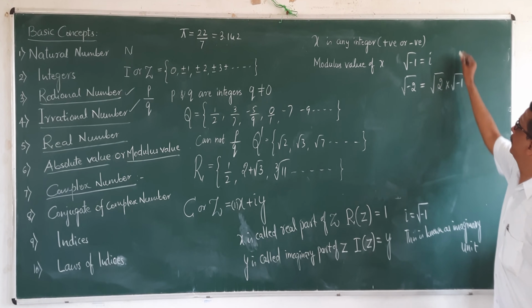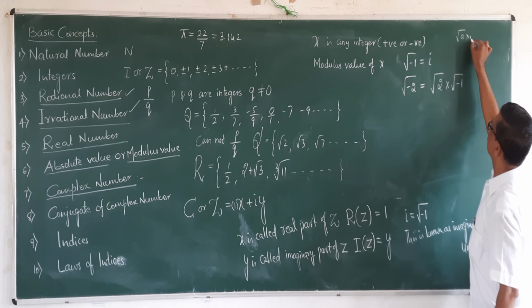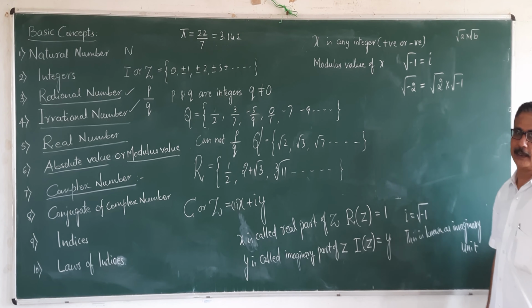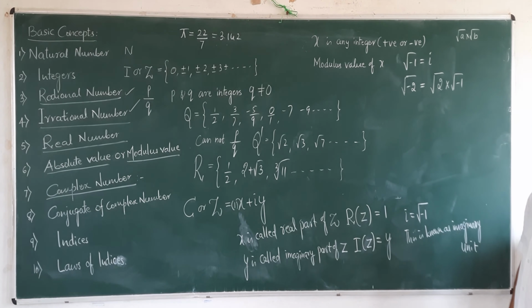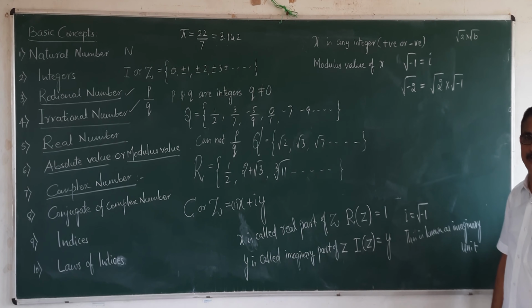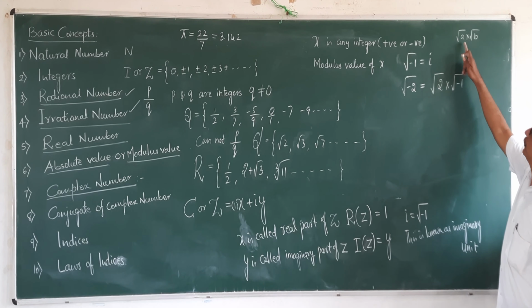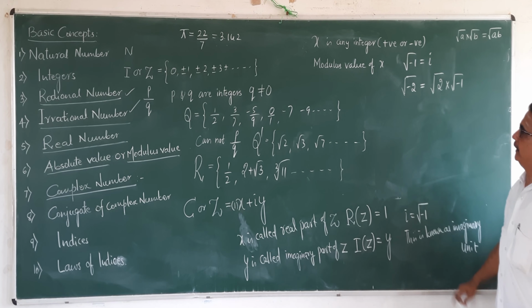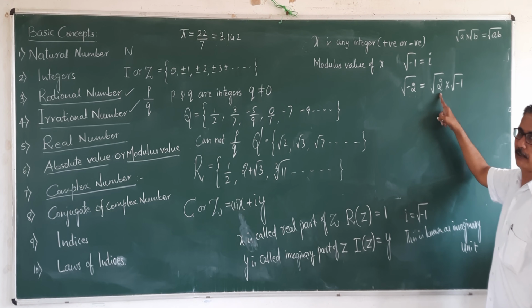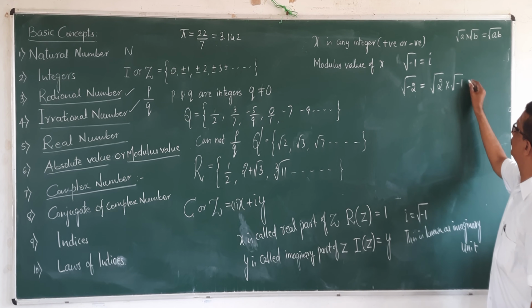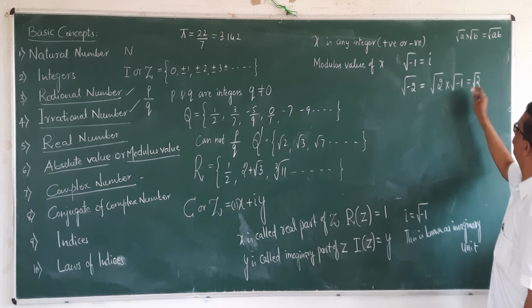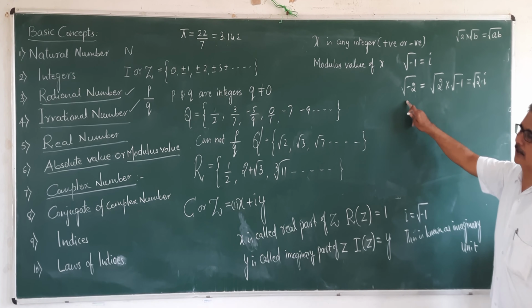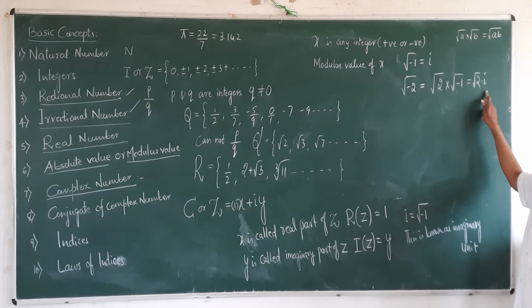Both are same because you know that surds can multiply and divide. We can multiply and divide surds, but we cannot add and subtract them. As you know, root a into root b is equal to root ab. Like that, root of minus 2 is root 2 into root of minus 1, and the value of root of minus 1 is i. So the value of root of minus 2 is root 2 into i.